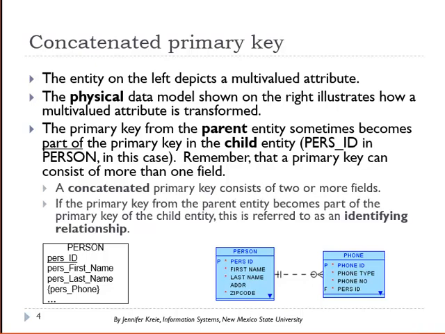If the primary key from the parent entity becomes part of the primary key of the child entity, this is referred to as an identifying relationship. However, it's not necessary or required that the primary key from the parent entity be part of the primary key for the child entity.